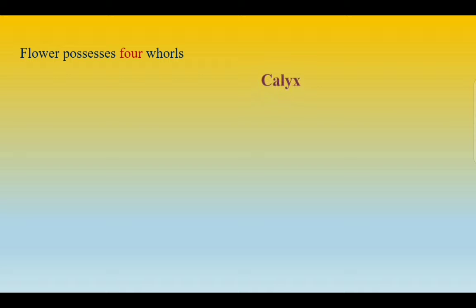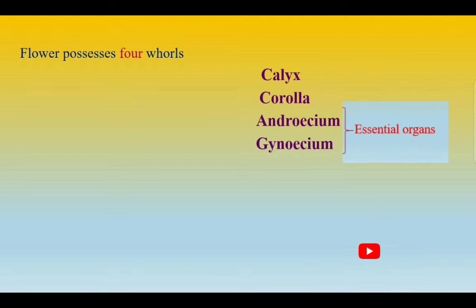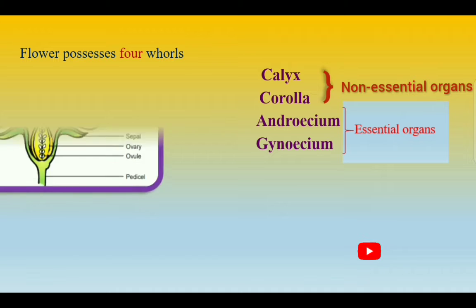The flower possesses four whorls: calyx, corolla, androecium and gynoecium, in which calyx and corolla are the non-essential organs and androecium and gynoecium are the essential organs, because androecium and gynoecium are involved in reproduction.